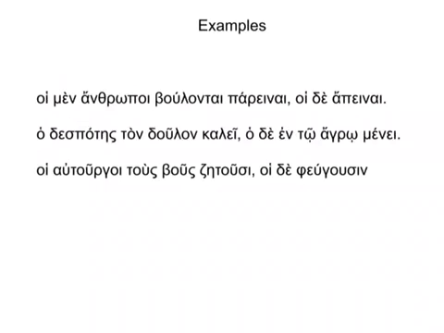Our final sentence is hoi auturgoi tous bus zetusi hoi de feugusen, and there should be a period there. This is translated, the farmers seek the cows or the oxen, but they flee away. Here we're probably talking about the oxen fleeing, not the farmers.